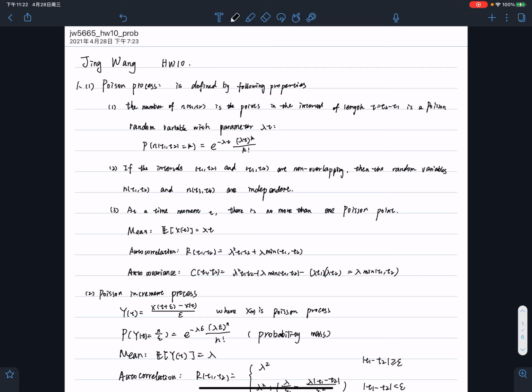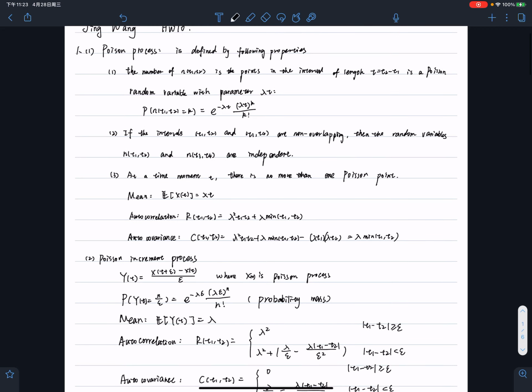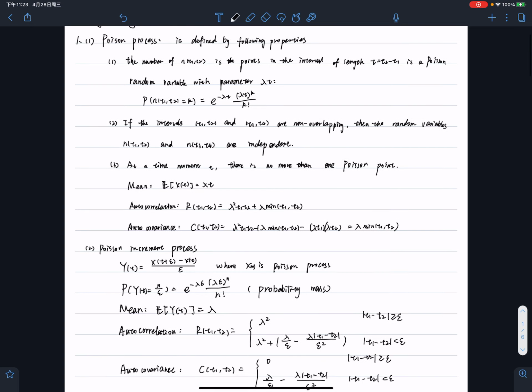The number n of points in the interval of length t equals t2 minus t1, and it's a Poisson random variable with parameter lambda t, if P_n(t1, t2) = k equals the exponential of negative lambda t times (lambda t) to the power k over the factorial of k. So here is the probability distribution.